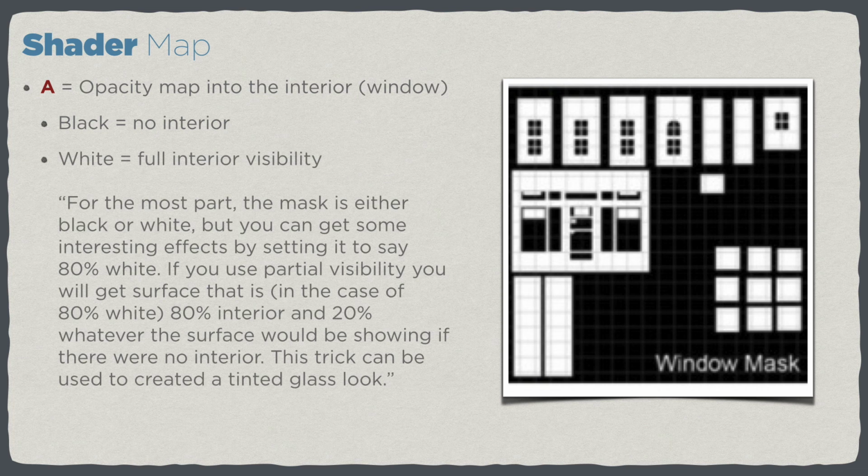And here's a tip I got from one of the developers. It said that for the most part, the mask is either black or white, but you can get some interesting effects by setting it to, say, 80% white. If you use partial visibility, you will get a surface that is, in the case of 80% white, 80% interior, and 20% whatever the surface would be, showing if there were no interior. This trick can be used to create a tinted glass look.